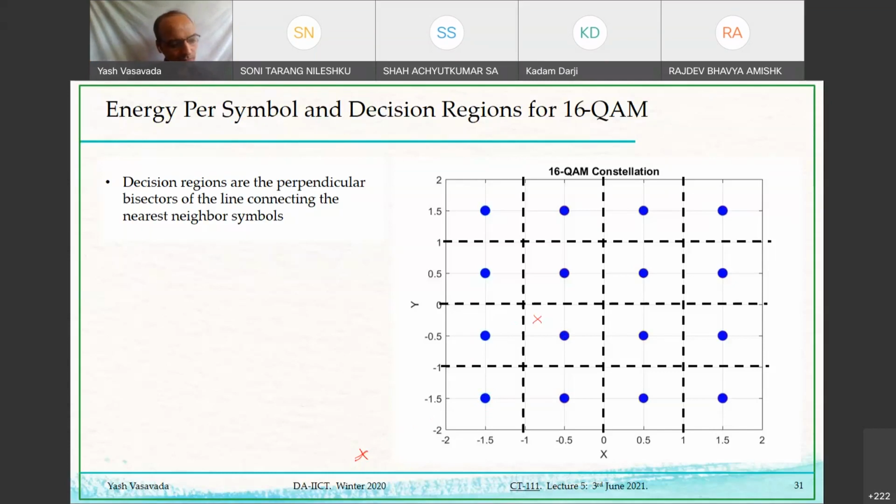Okay, now I want to emphasize here that this is again the minimum distance decoding example. And maybe when you started this course, CT111, you thought that this is a CT course, a communication engineering course.